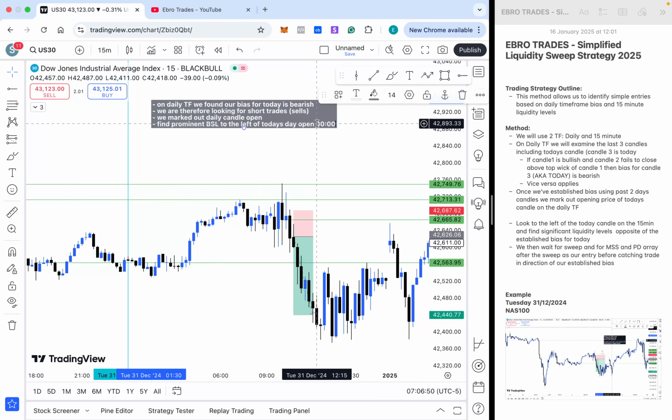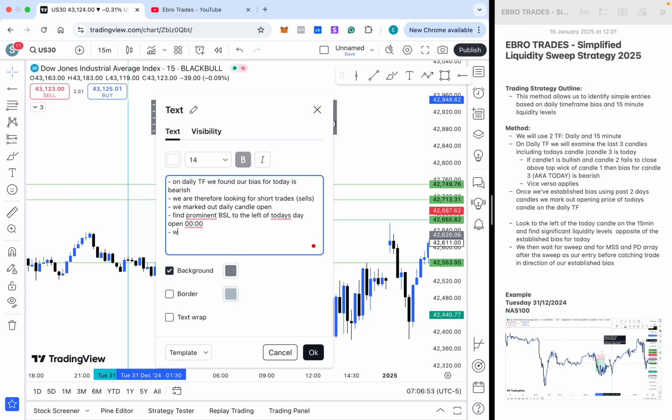Okay, let's write down the next step. Wait for buy-side liquidity to be swept on the 15-minute, enter off market structure shift from bullish to bearish, or off MSS plus retracement into a fair value gap or order block. And that's it.